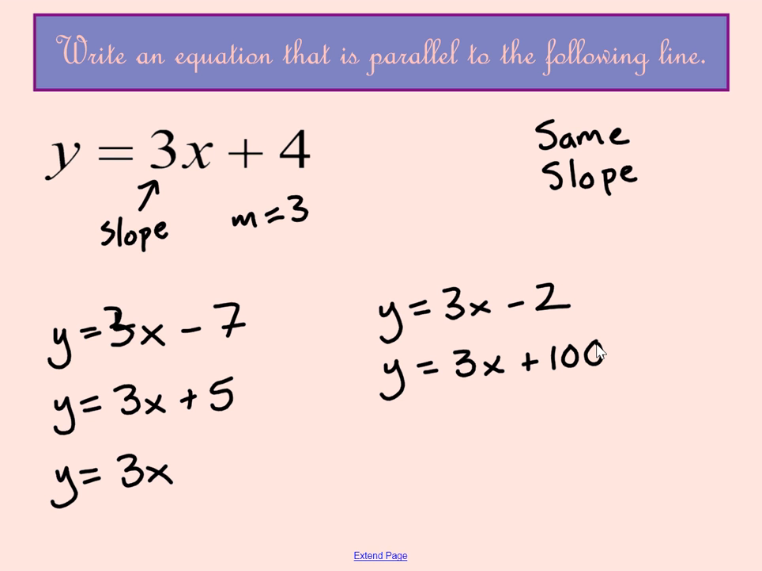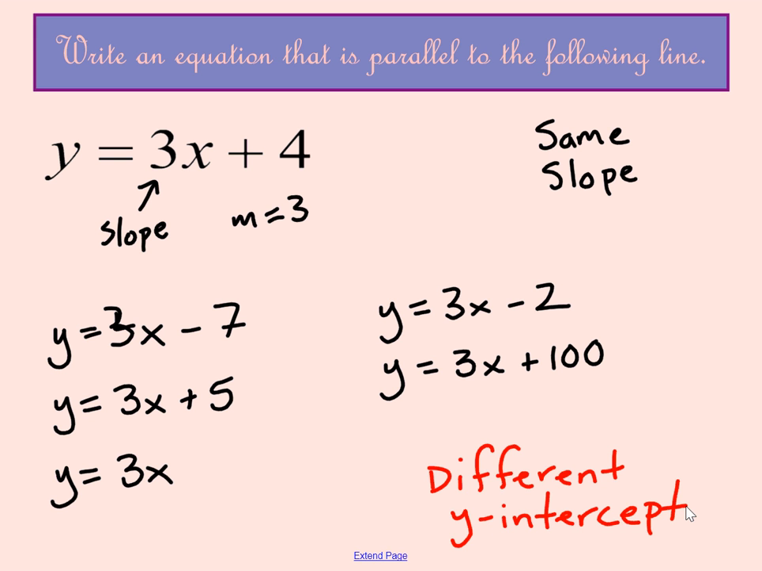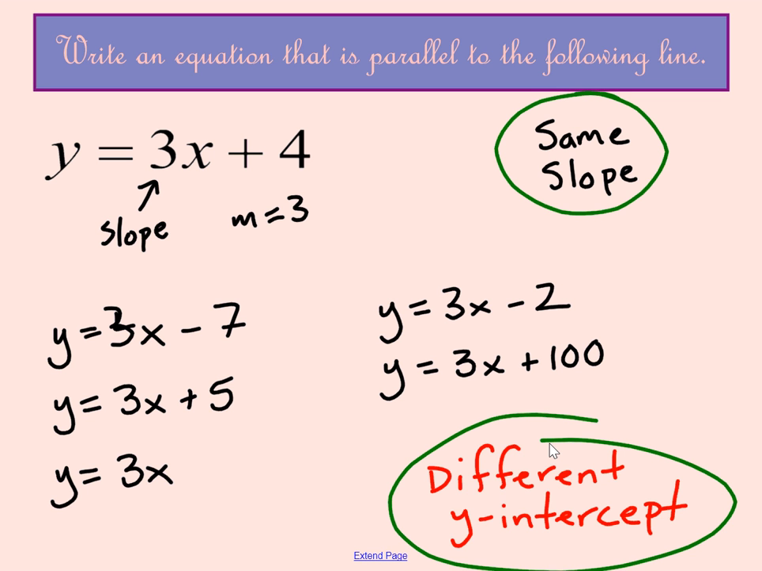Notice you need to have the same slope, but you do need to have a different y-intercept. So you get the same slopes, but you also have to have a different y-intercept. If it doesn't have a different y-intercept, it just means it's going to be a line on top of itself.